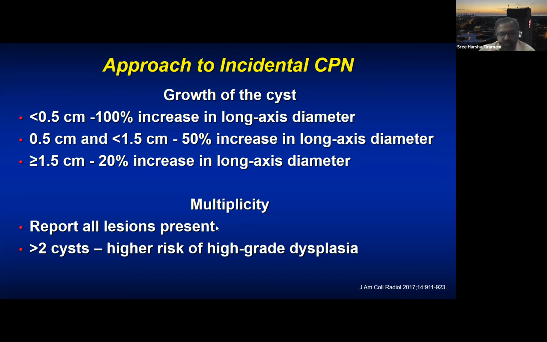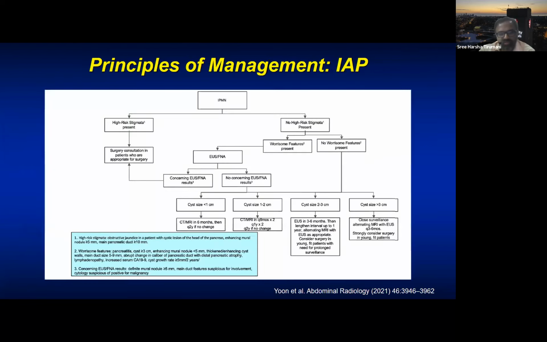Multiplicity, we discussed this before. Whenever there is multiplicity of the lesions, it usually means a field defect, which means it's more likely to be an IPMN, which means slightly increased risk of malignancy. So just keep in mind to look out for multiple cysts.